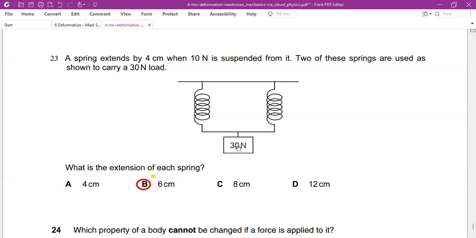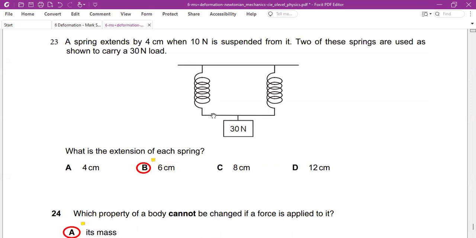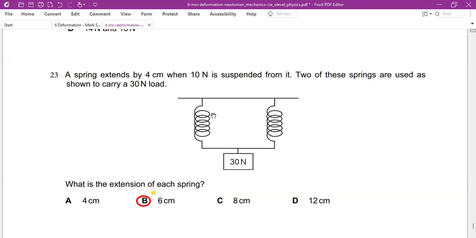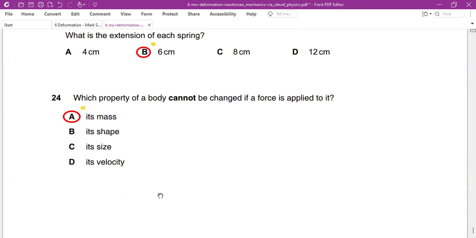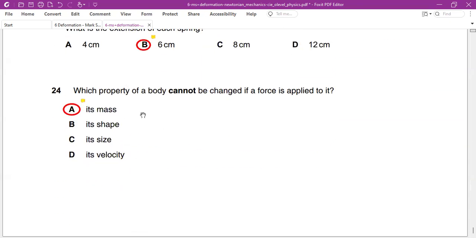So we have 30 Newton on 2 springs, and the extension of the spring needs to be found out. The spring extends by 4 centimeters when a 10 Newton load is suspended. 10 Newton gives you 4 centimeters. 4 divided by 10 and then multiplied by 30 should give you 6. And then this is the last question, it cannot be changed, it is math.